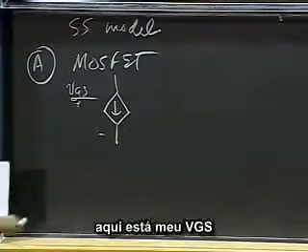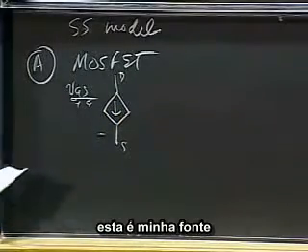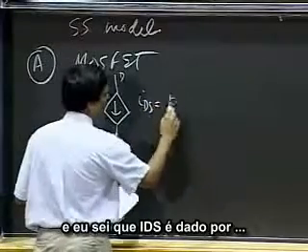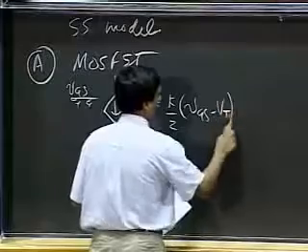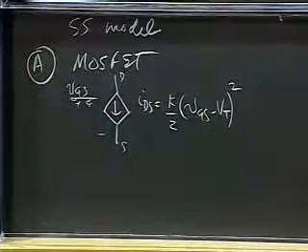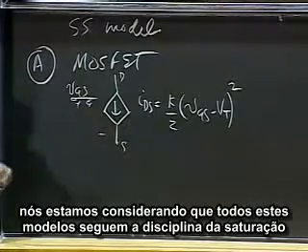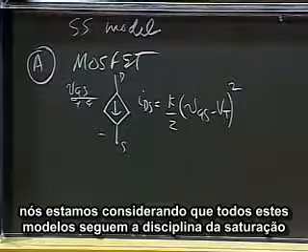So here's my VGS. This is my gate. This is my drain. This is my source. And I know my IDS to be... So this is a large signal model for the MOSFET. Again, in saturation. Okay? I'm talking about all of these models being under the saturation discipline.